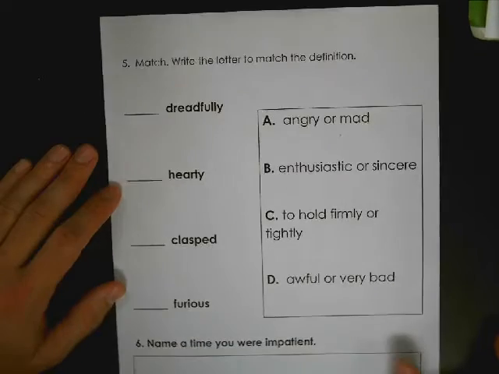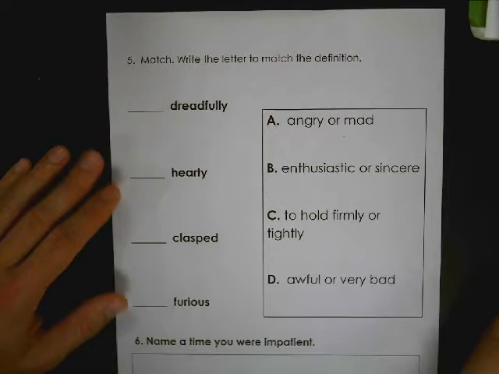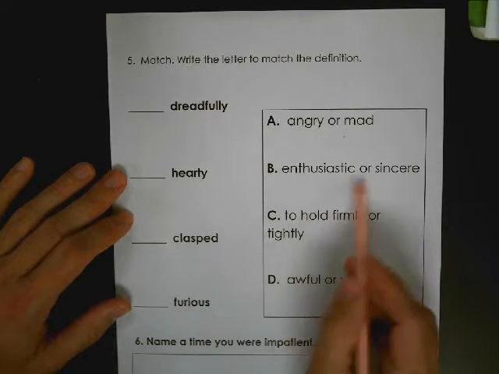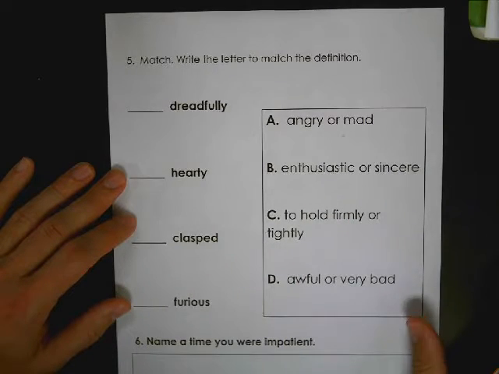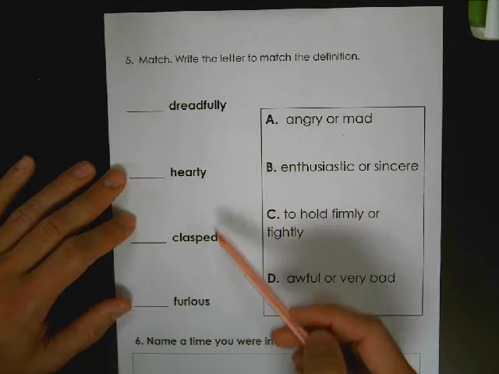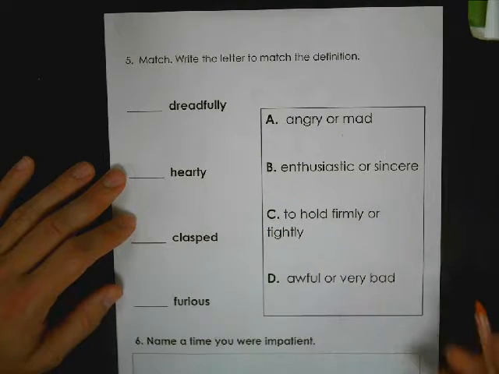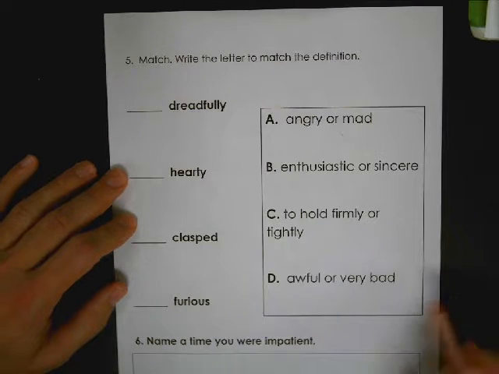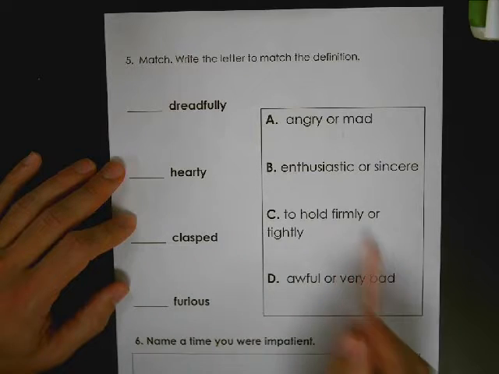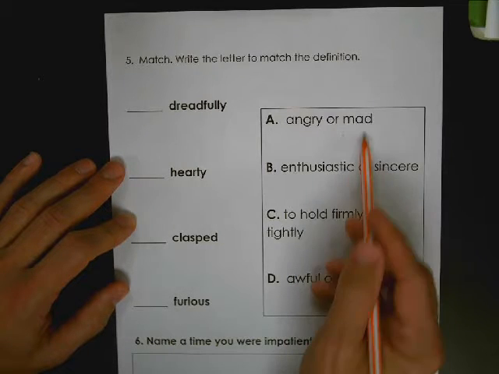On the back, just going to get into the matching. This is where the definitions come in, or if they're able to read those. But again, I read them for them. So if they don't know how to read enthusiastic and sincere, and they point to it and raise their hand saying, I need some help with this, absolutely, I read them for them. So we got dreadfully, hardy, clasp, furious. Well, furious, I tell them, start with the one you know. Furious is pretty easy. Furious means mad. Which one has mad? Scan through: bad, tightly, firmly, enthusiastic, sincere. Oh, mad, A.